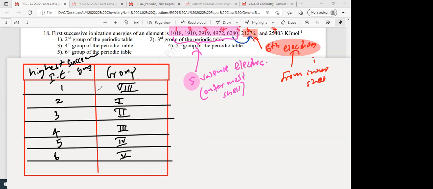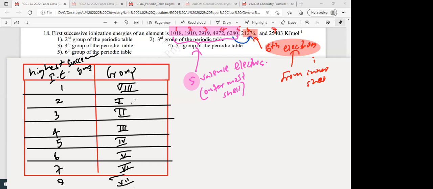There's a pattern here, right? First highest, group 8. Second ionization energy highest, group 1. Third ionization energy highest, group 2. Fourth ionization energy highest, group 3. Fifth ionization energy highest, group 4. Sixth highest, group 5. Then seventh highest, group 6. Then eighth ionization, removal of the eighth electron is most difficult, from the seventh group like that.